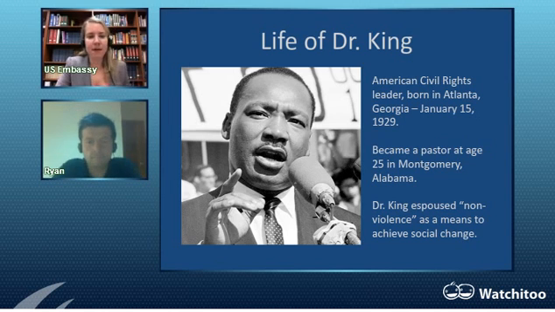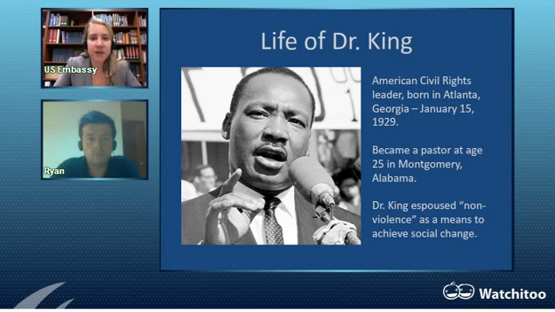So now I want to talk about the life of Dr. King. Dr. King is a civil rights leader. He was born in Atlanta, Georgia in 1929. He was a very, very good student from an early age. He actually went to college or started his college studies at age 15. He went on to study at a number of different universities.